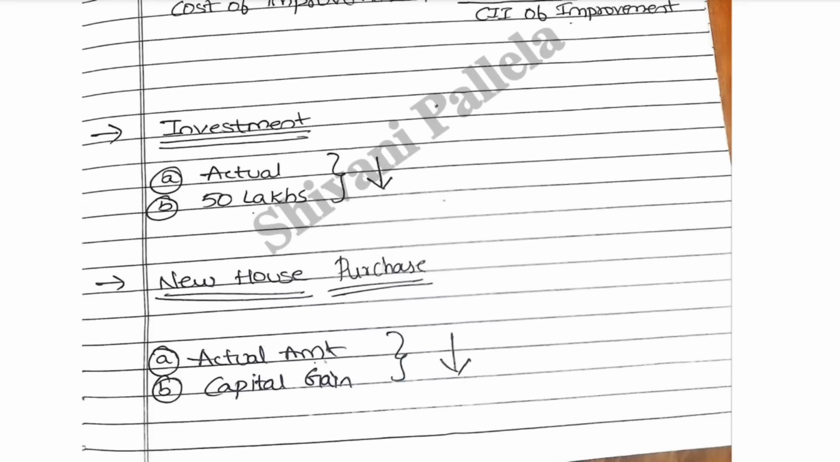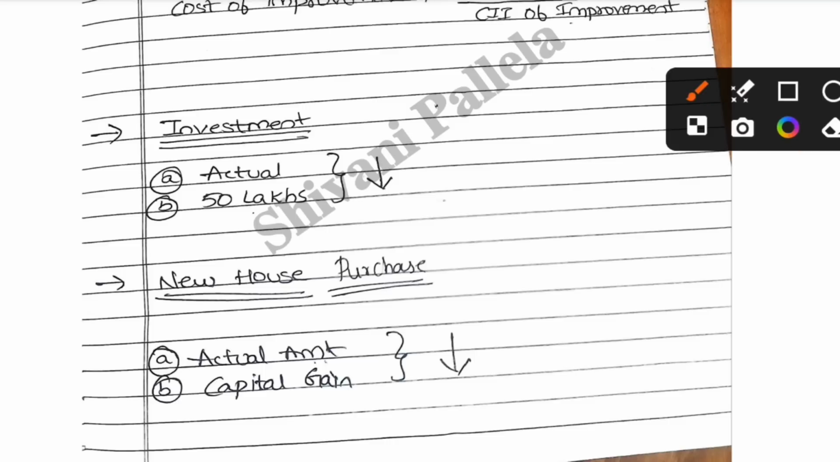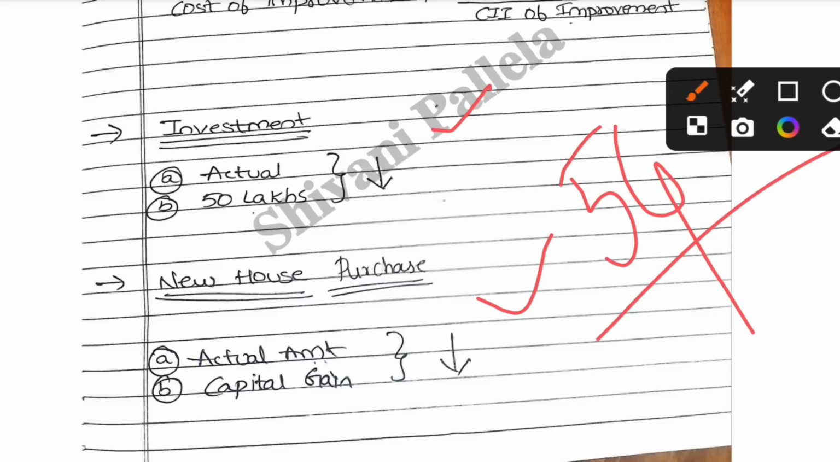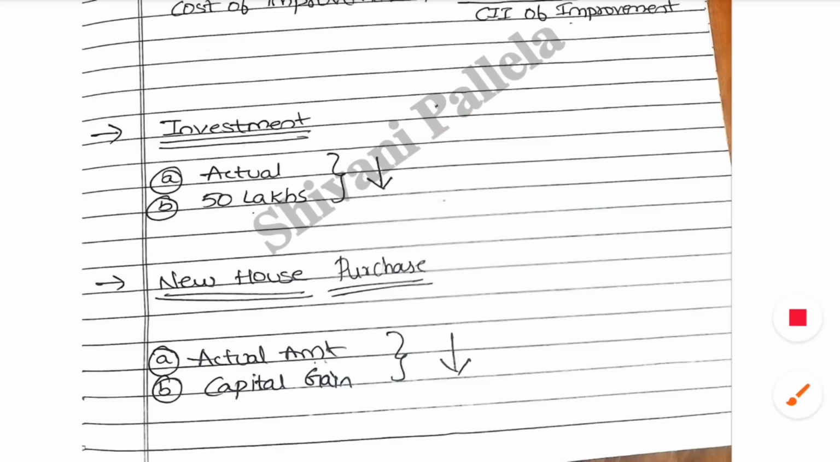When they are saying investments, when they are saying new house purchased, that time we need to do the exemptions under section 54. Actual amount, and second one default 50 lakhs, whatever is the least you need to consider that only. And for new house purchases, compare the actual amount and capital gain, whatever is the least we need to calculate in the table. So when the question specifically says investment and new house purchase, only then will you get exemptions under section 54. Yes, clear with this everything?